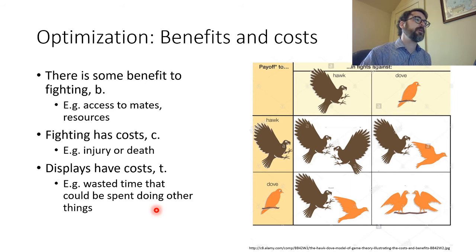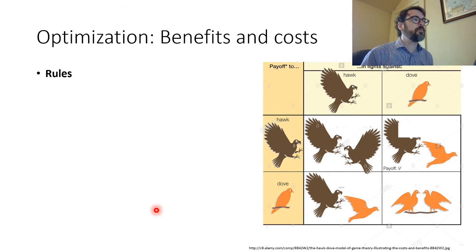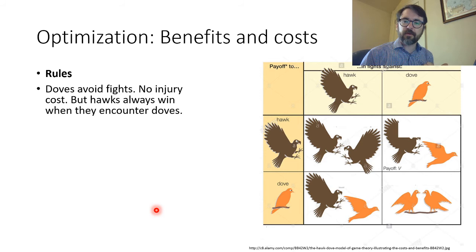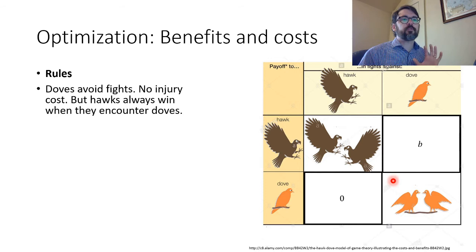Right, so what are the rules? The rules are that doves will always avoid fights. So if that red-winged blackbird that wants to peck the other guy's eyes out comes, the singing one flies away. Hawks will always win. They always get all of the resources in that interaction. Right, so we can draw that possible world where these things coexist, right? A hawk versus a dove is always going to get all the benefits, and a dove versus a hawk is always going to get nothing.